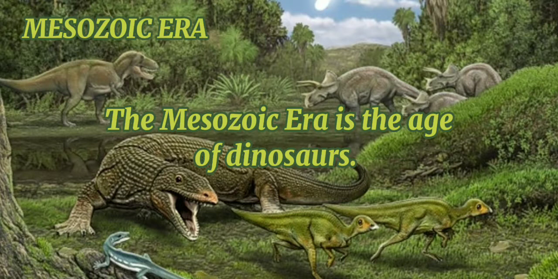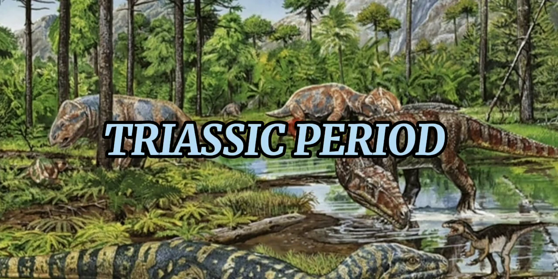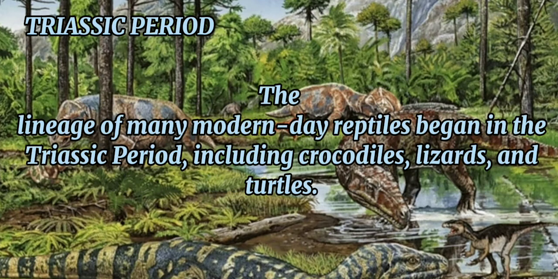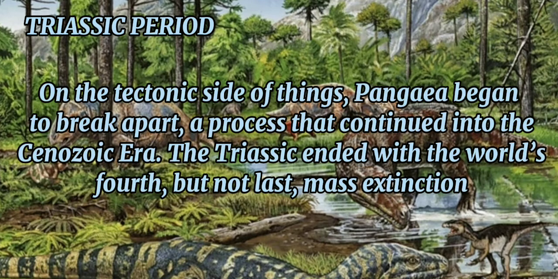The Mesozoic era is the age of dinosaurs. Triassic period. This era is popularly known as the age of reptiles, and for good reasons. Reptiles, and particularly dinosaurs, were the dominant land-dwelling vertebrate animals at that time. The lineage of many modern-day reptiles began in the Triassic period, including crocodiles, lizards, and turtles. On the tectonic side of things, Pangaea began to break apart, a process that continued into the Cenozoic era. The Triassic ended with the world's fourth, but not last, mass extinction.